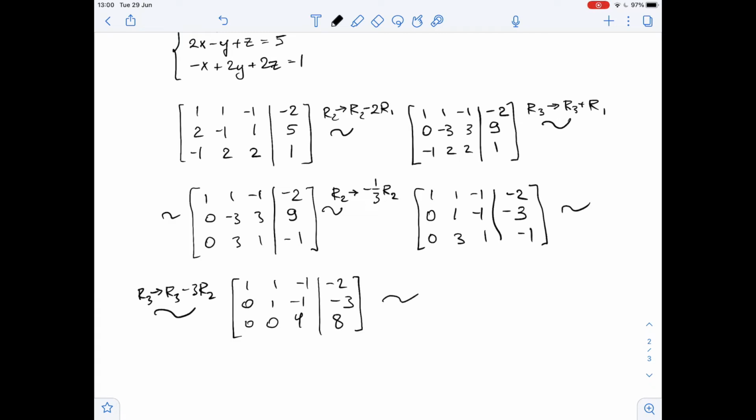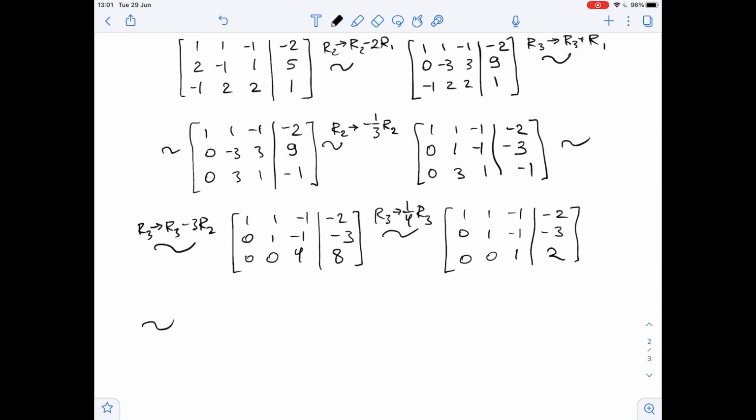Now we multiply row 3 by 1/4. So row 3 becomes 1/4 times row 3. Again, the first two rows stay the same, but instead of row 3, we have 0, 0, 1, 2.